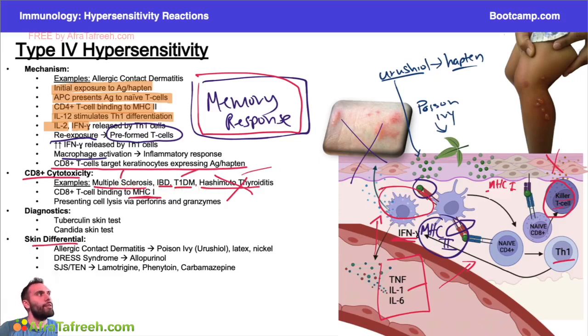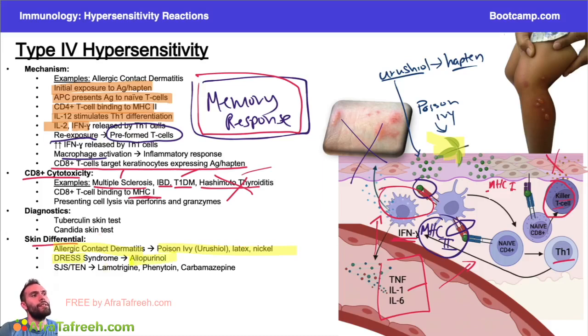I put a little bit of skin differential on here. The only thing I really want you to take away from this, going back just because we're talking about the skin, and I don't want to make this like a derm lecture or anything, but just know allergic contact dermatitis. We talked about the big 3 on here. DRESS syndrome is drug rash and eosinophilia with systemic symptoms syndrome. I know it's a mouthful.